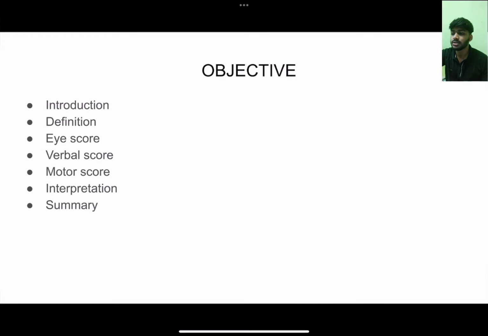Objective: Introduction, definition, eye score, verbal score, motor score, interpretation, and summary.